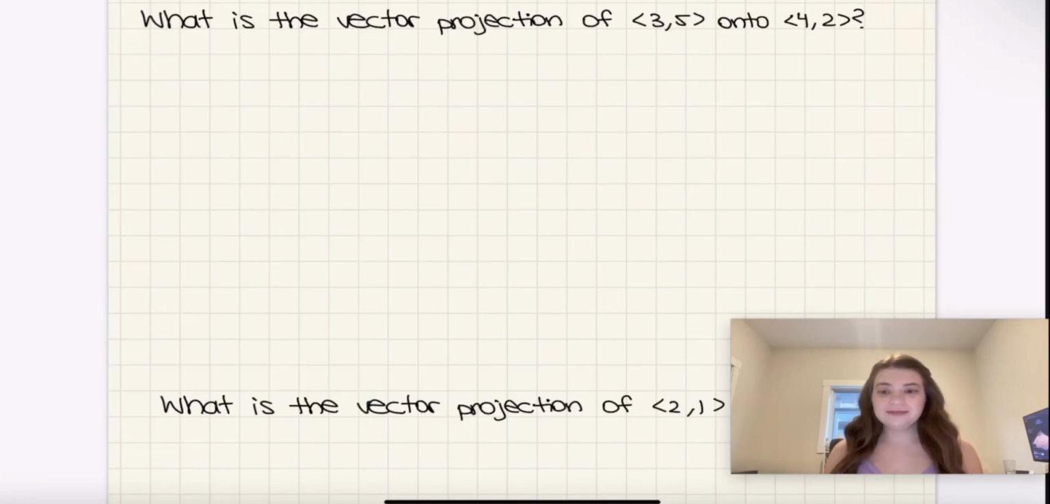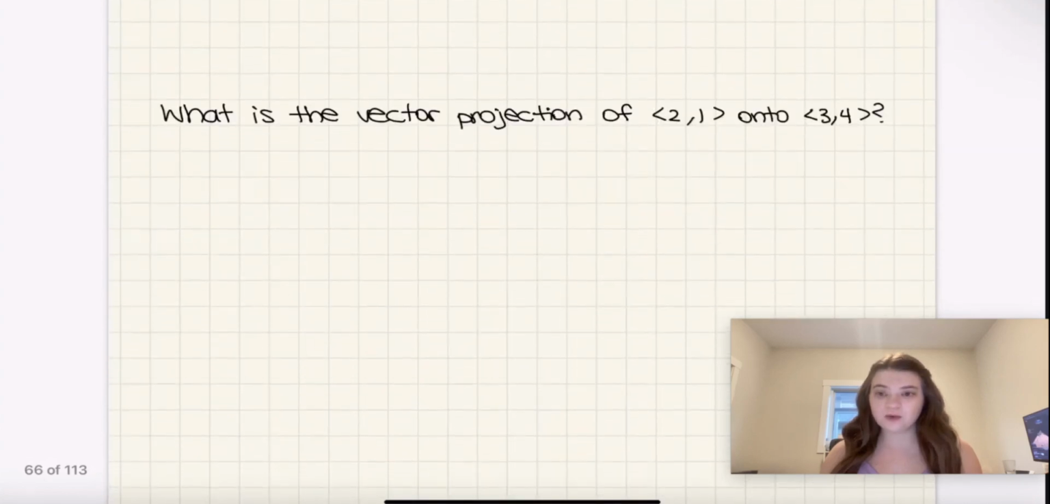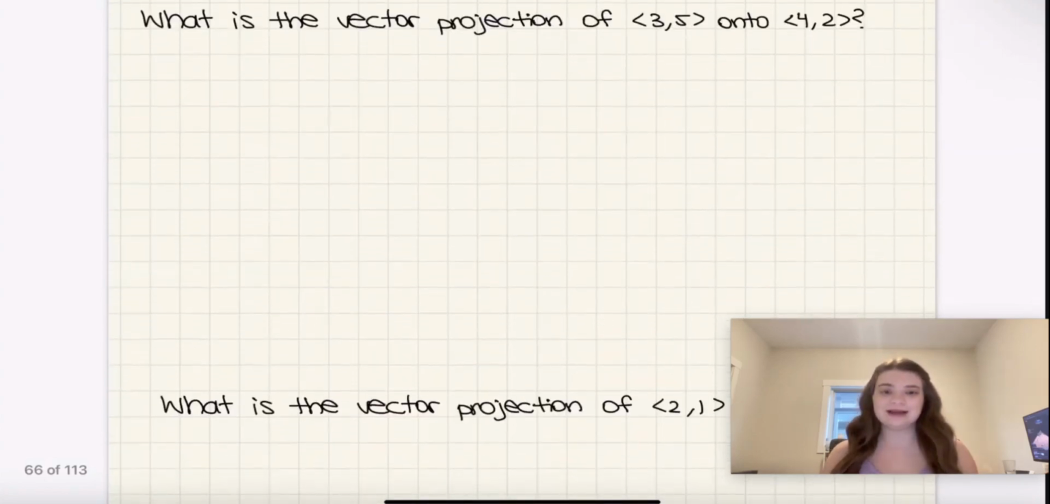Welcome back, everyone. Today we're going to figure out the vector projection of (3, 5) onto (4, 2), and also the vector projection of (2, 1) onto (3, 4). So let's dive in.